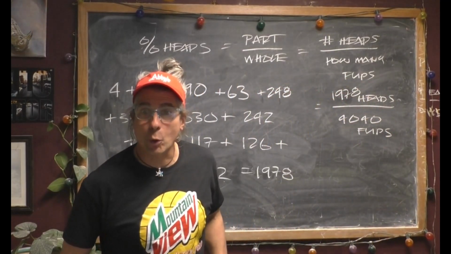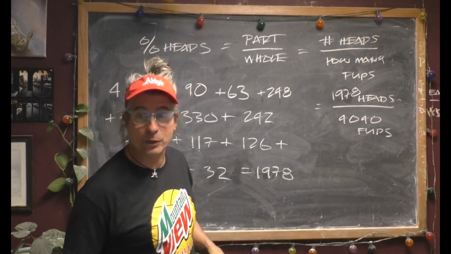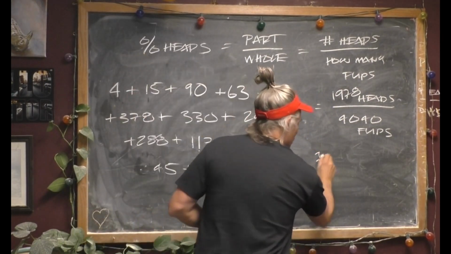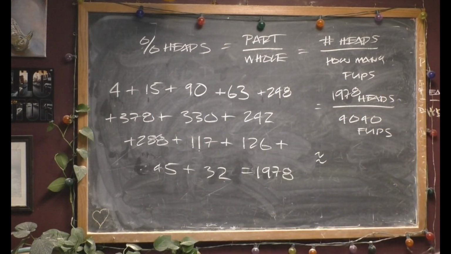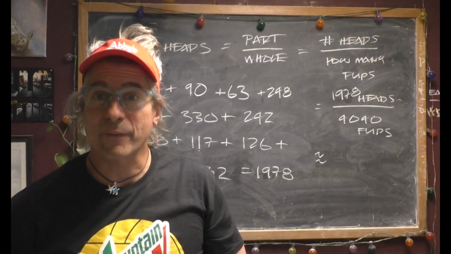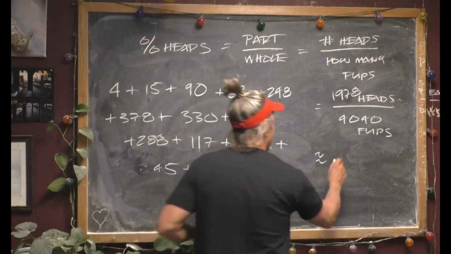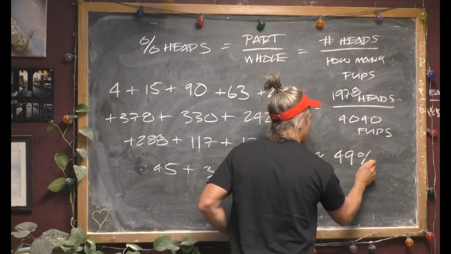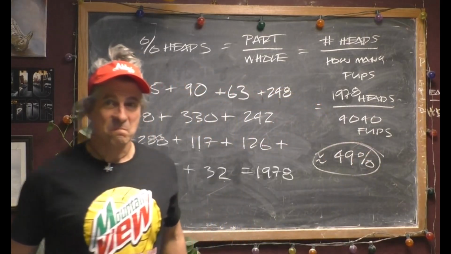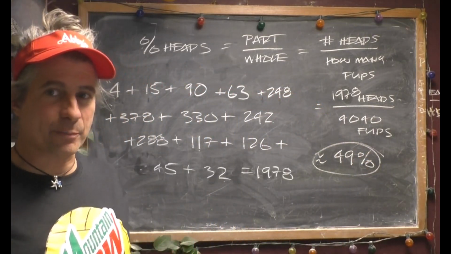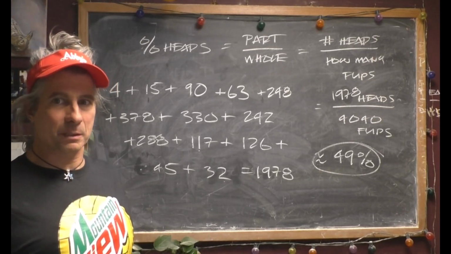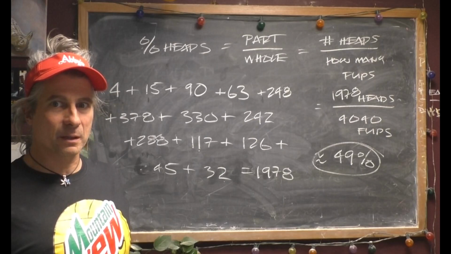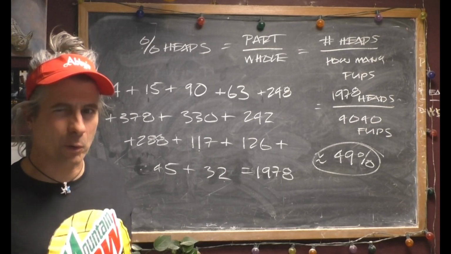out of all those flips of the coins, out of the 4,040 flips of the coins, which gives us, drum roll please, a percentage of just about 49%. 49% is really close to a certain number that we associate with flipping coins. Read on. See where I'm getting at with this.